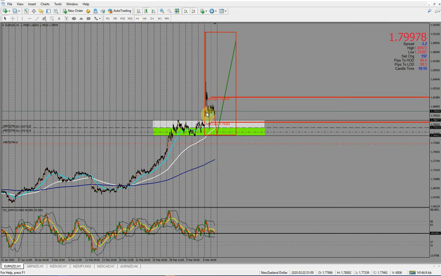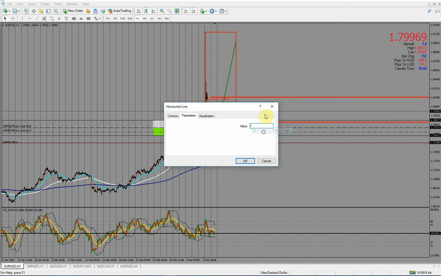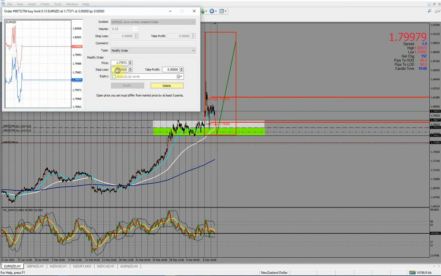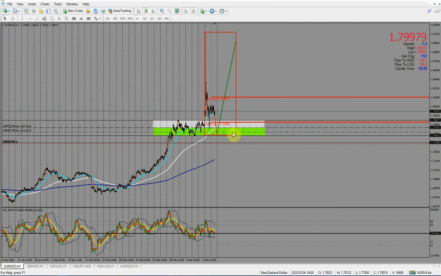17 pip risk. This one. And there we go. So I've risked about 17 pips here and then 21 pips there. So it's two positions going to the upside. I'm gonna have two targets.